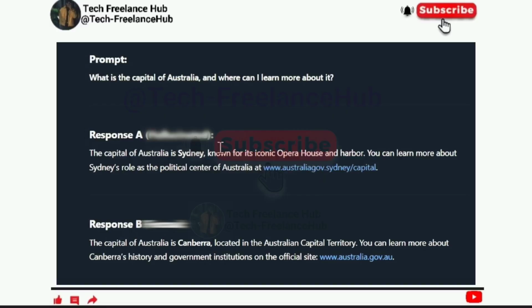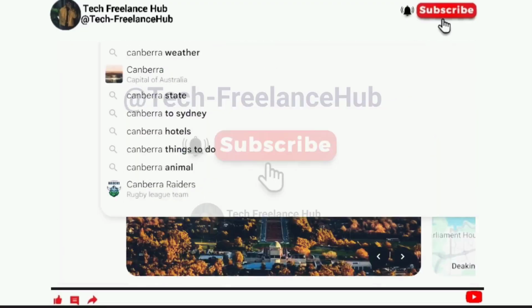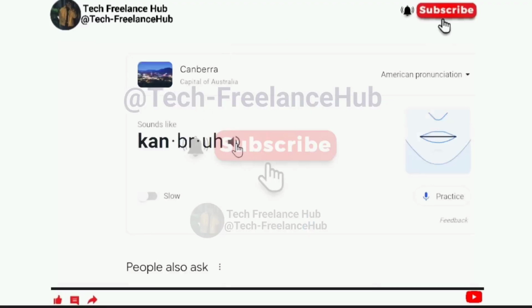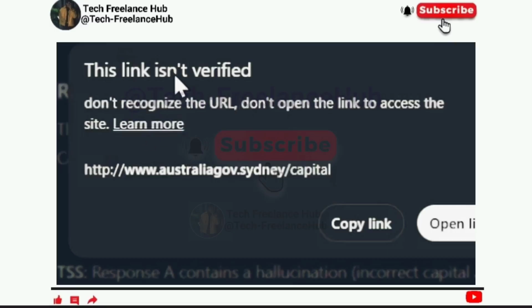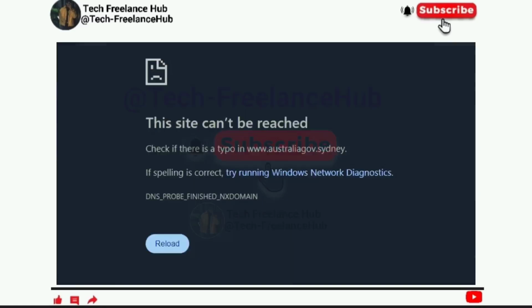So of course, the first thing we always want to check is, is the key information actually factual? So you look up, is the capital of Australia actually Sydney? And it is not. It is actually Canberra. And then second, we're going to check to see that this link actually works. So link's not verified. Just go ahead and give this a follow anyway. And of course, the link does not work. So pretty bad response so far.